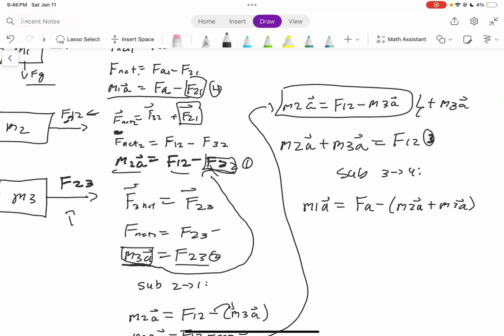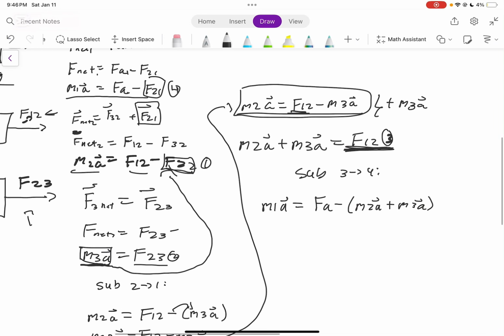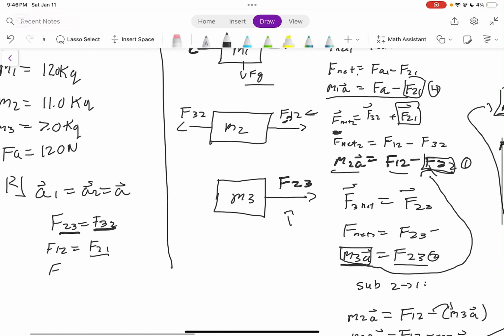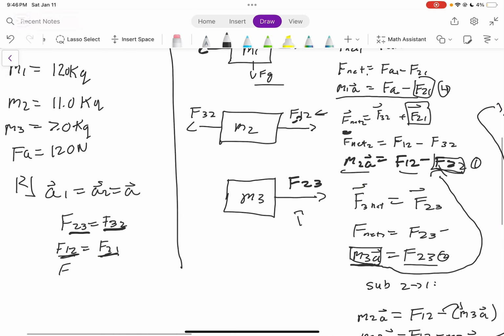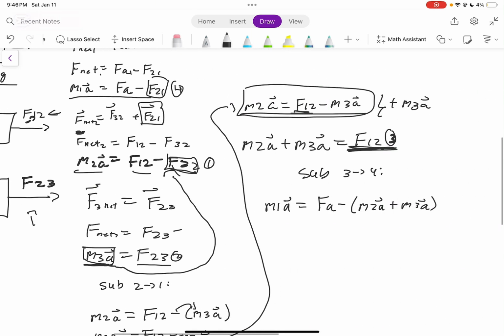Again, if you're confused why we did that, the force of 1 on 2, we have that here. We just solved for it. We rearranged this equation here, solve for the force of 1 on 2. Now that we have this, the force of 1 on 2, remember, action-reaction pairs are equal to each other. So the force of 1 on 2 is equal to the force of 2 on 1. So we can just sub in 1 on 2 right here for 2 on 1 here.